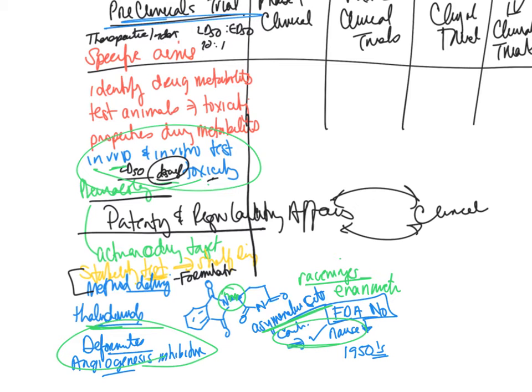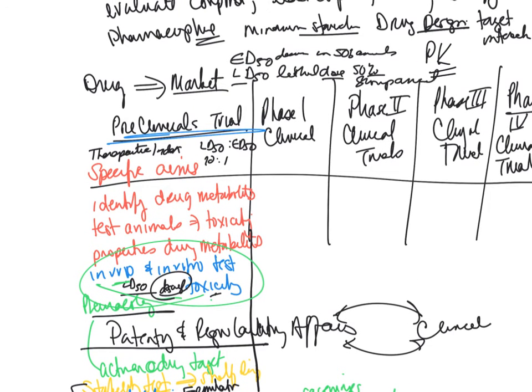Now, so those are your preclinical goals. It's all about toxicity, right? And the LD50 and the therapeutic ratio. Now before we go on, let's look at the other example.